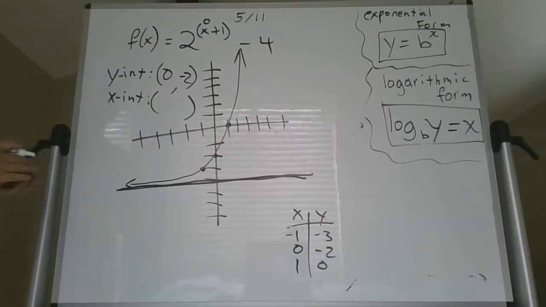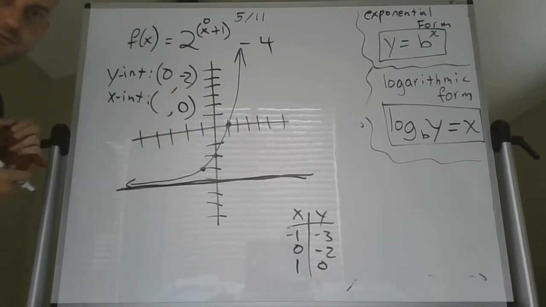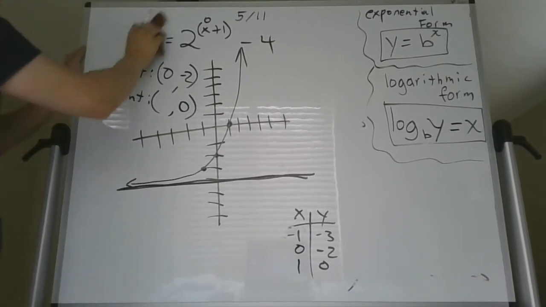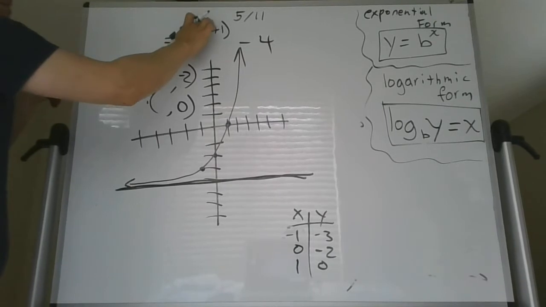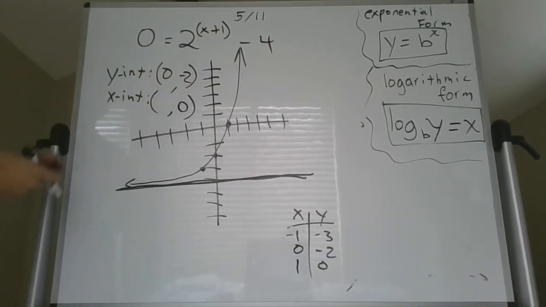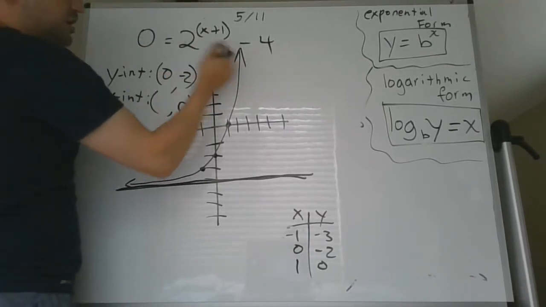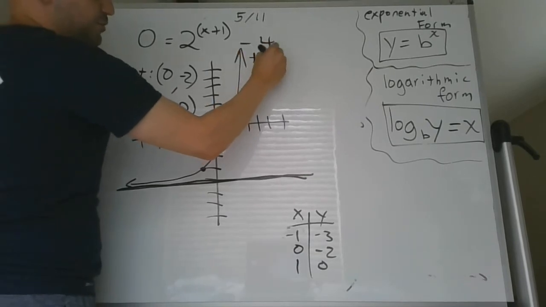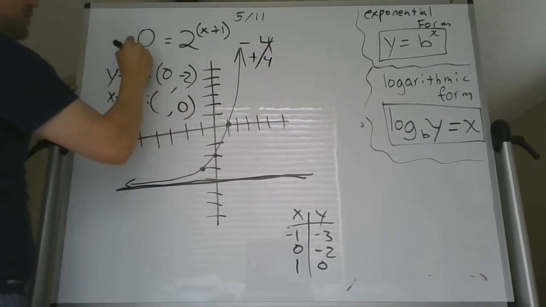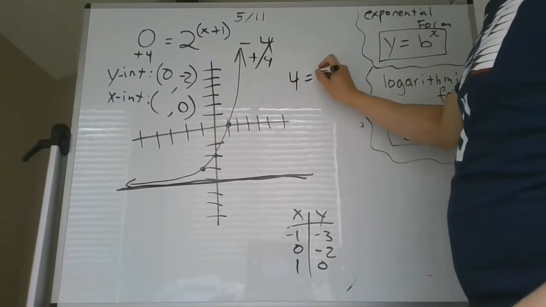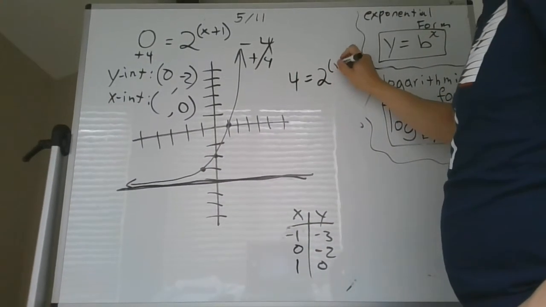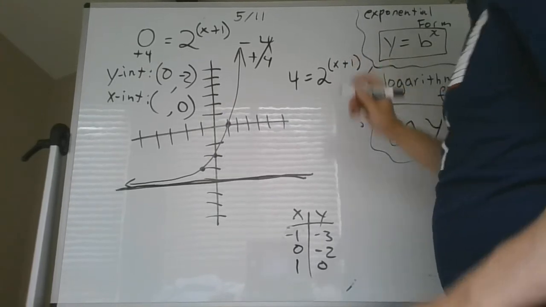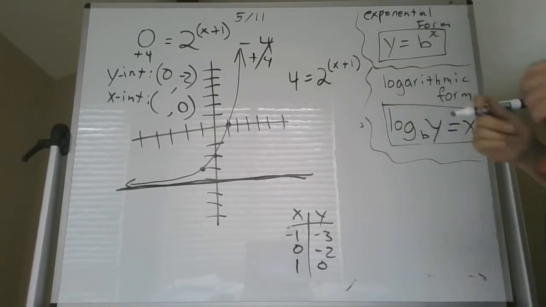All right, for the x-intercept, we have to make the y 0. So let's make the y 0. Let's see what happens, guys. In order to solve this, I have to first move that -4 by doing +4 on both sides. That gives us 4 equals 2 to the power of x plus 1. Now, here's where it gets interesting.